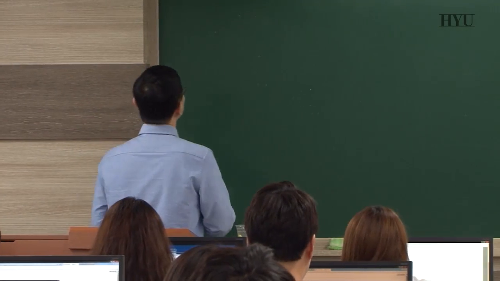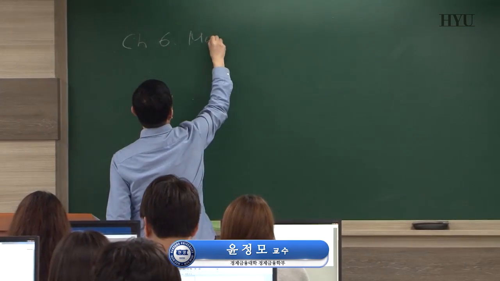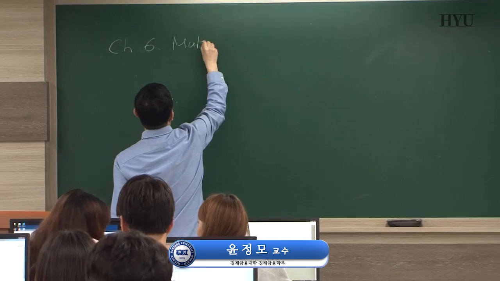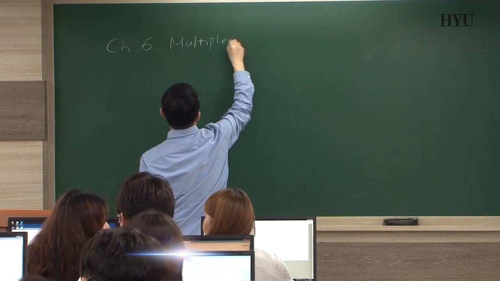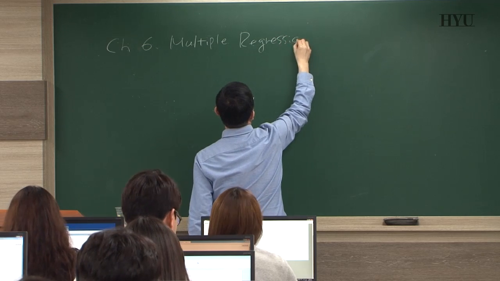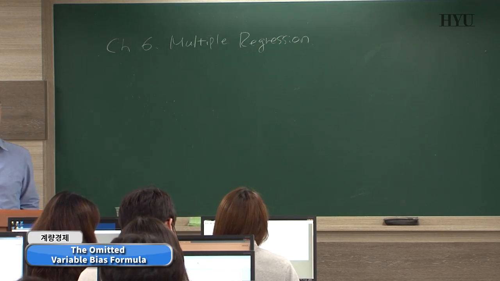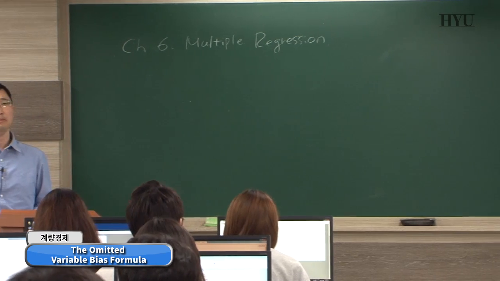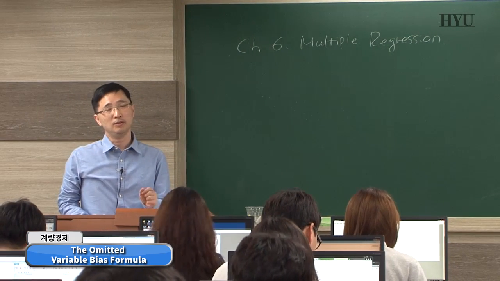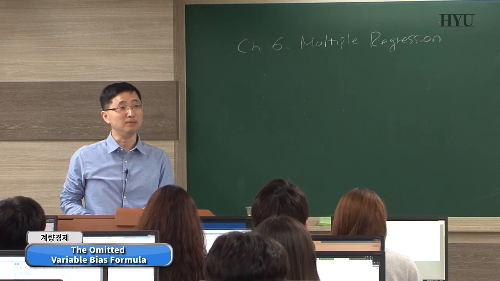So let's move on. Finally, we are in chapter 6. It's about multiple regression. Today's theme is very simple. Today I explain why we need a multiple regression.